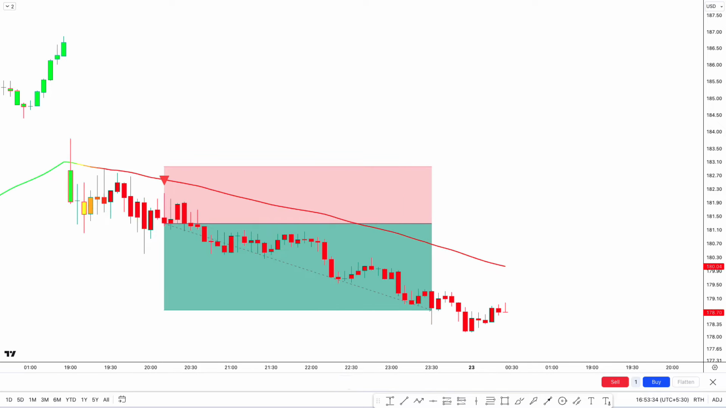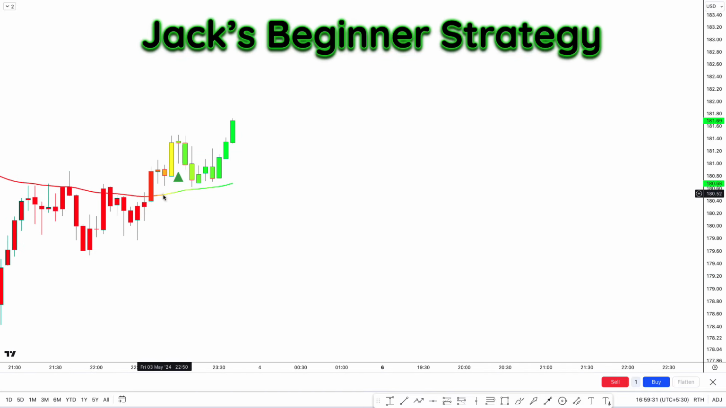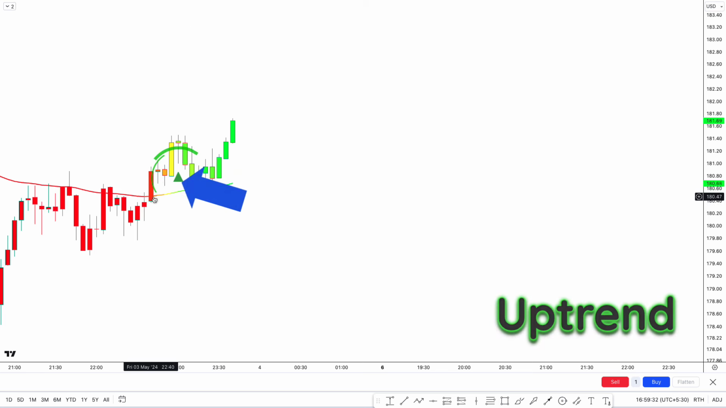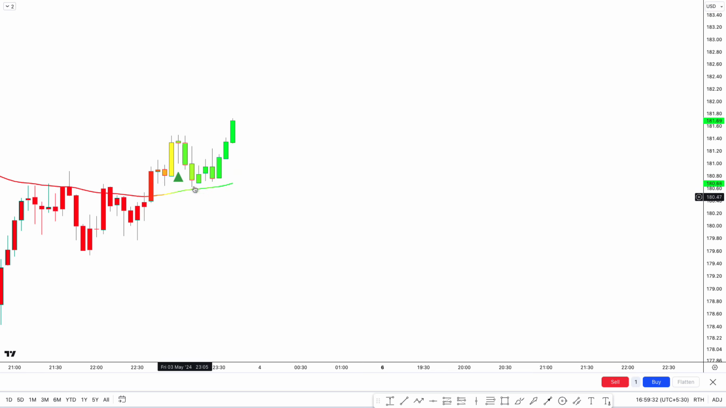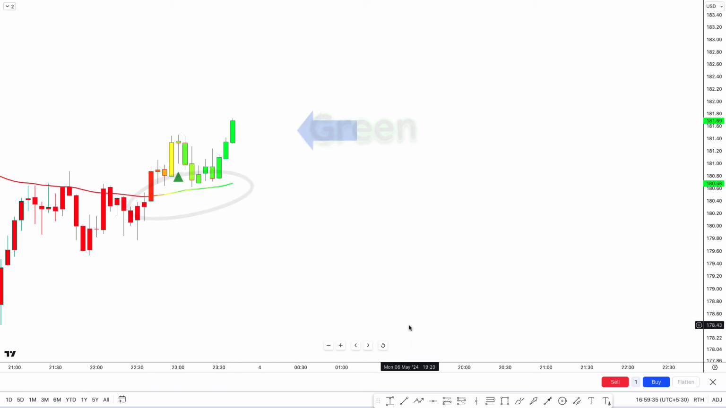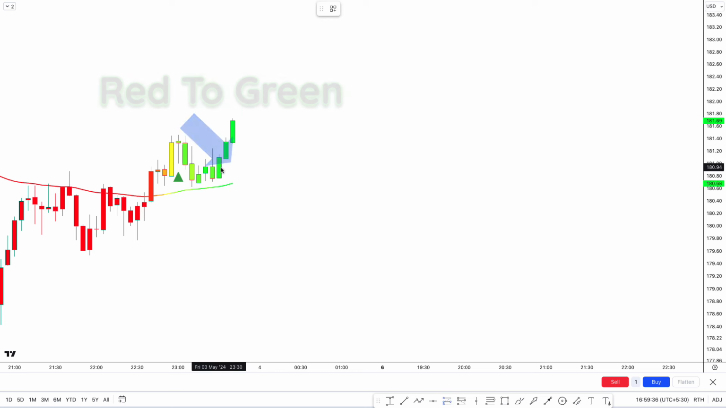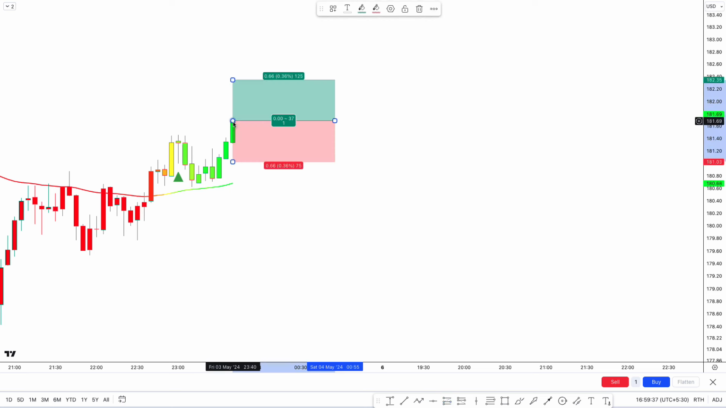Now let's take another buy trade here. First, look at the Jack's beginner strategy indicator: it gives a buy signal and is in an uptrend in the short term. Now if we look at the second indicator, the color of the MA line has changed from red to green and the color of the candles is also green. And for last confirmation, there should be a candle turning from red to green here. If this condition is fulfilled, then we will place a buy order.